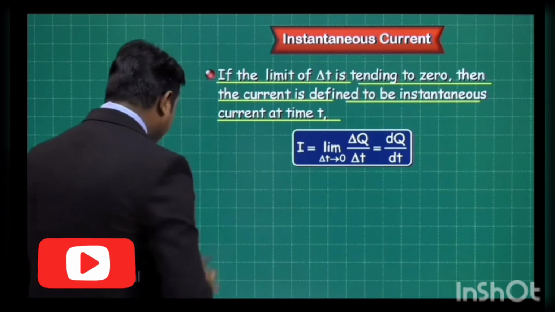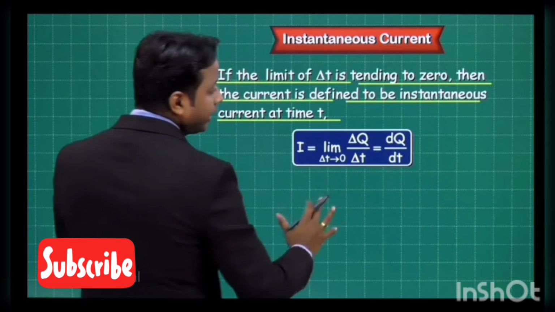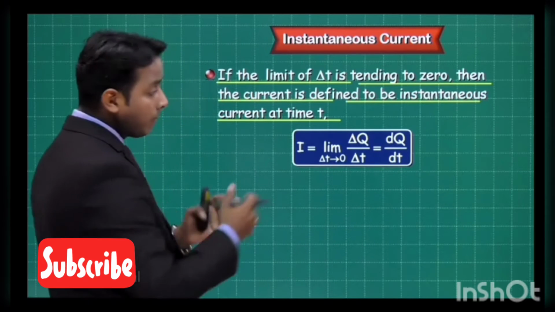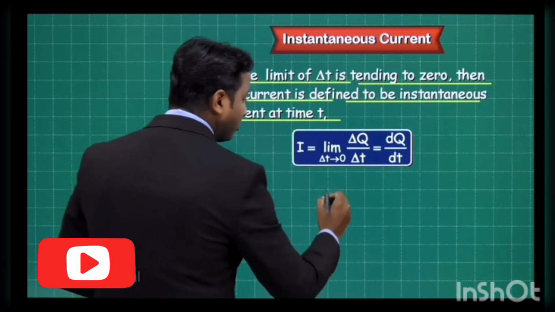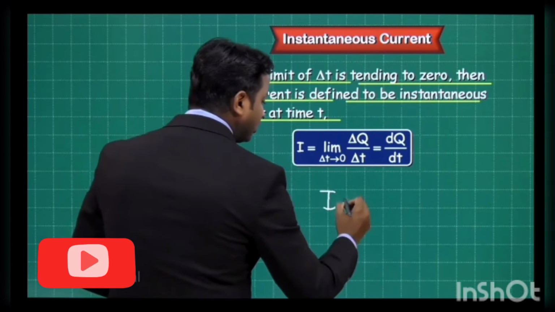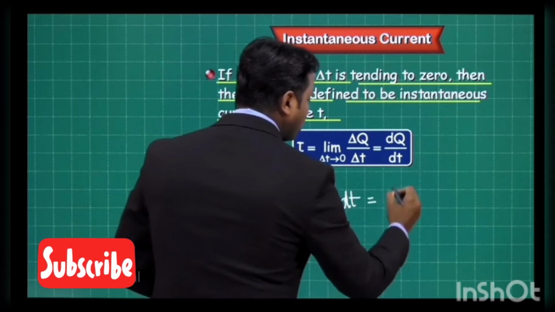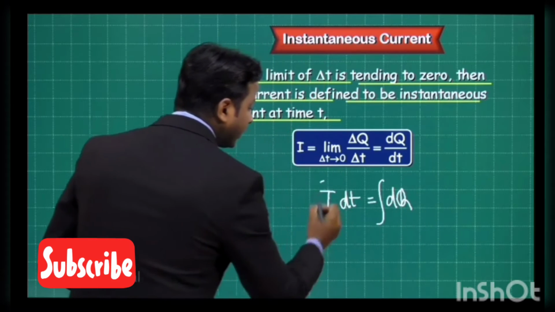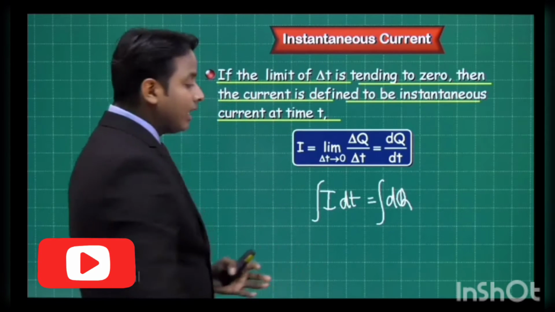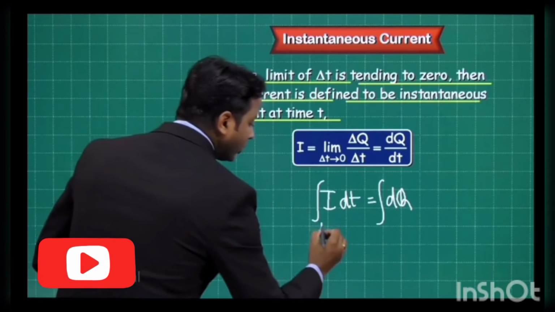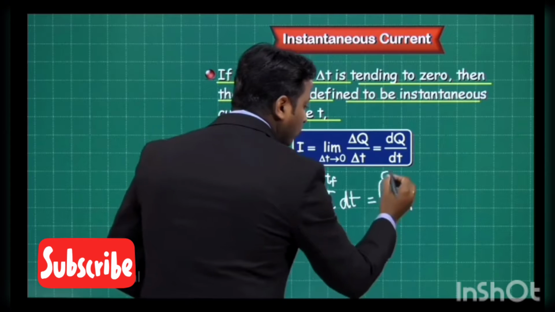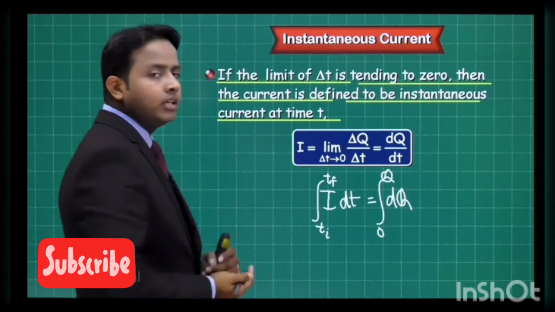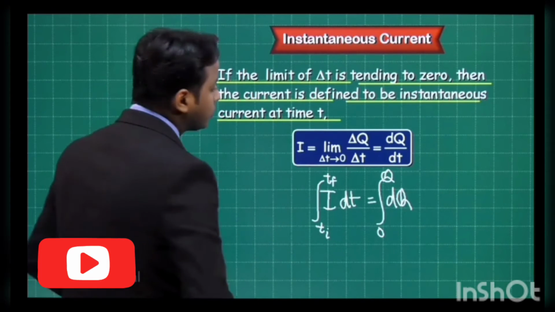Now it's clear how to find the current if the charge function is given to us. But in some situations, if I reshuffle this expression a little bit, then I dt is simply equal to dQ, and if I integrate it, I am going to get the total charge which has flown in the circuit from t initial to t final, that is, 0 to Q. I hope this is very clear to you. So what is going to happen in that scenario?